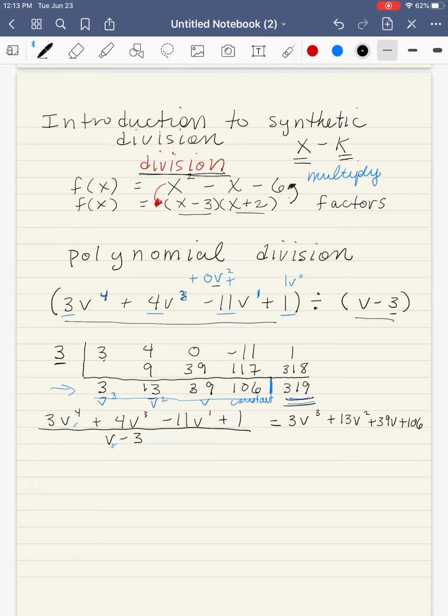But I have this 319 left over when I do the division. And what we call that part that's left over after we do division is called the remainder. So we have a remainder of 319. So this piece is my quotient, my answer from my division, and this piece is my remainder.